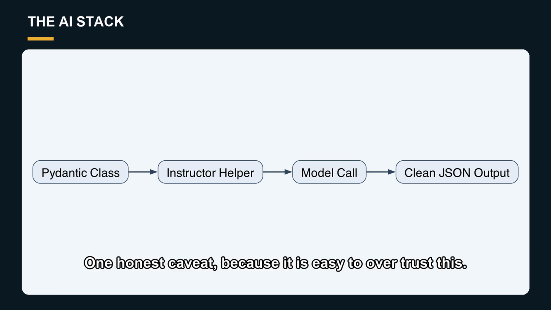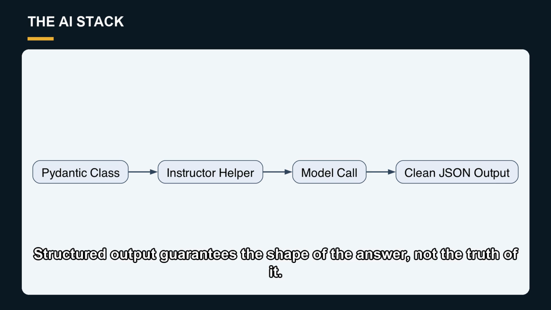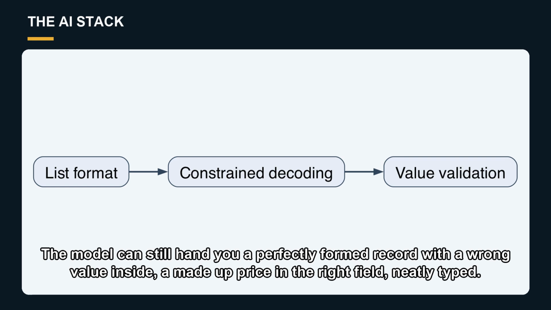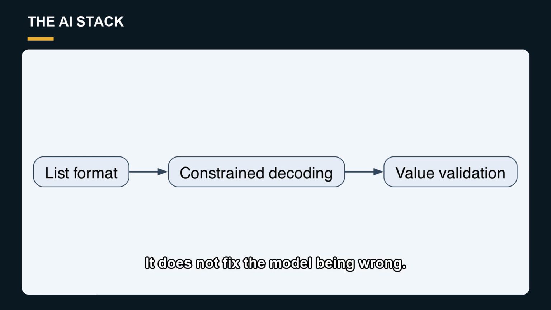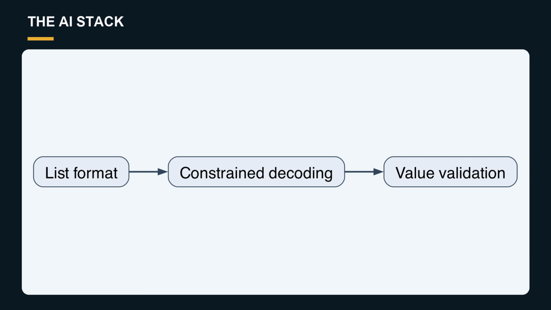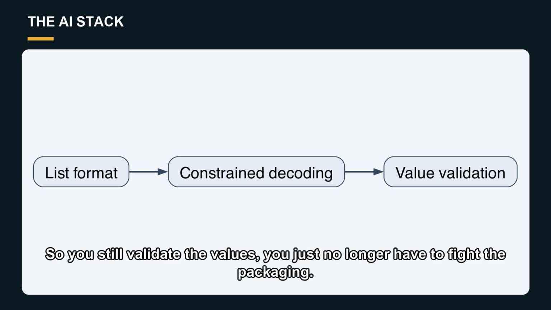One honest caveat, because it is easy to overtrust this. Structured output guarantees the shape of the answer, not the truth of it. The model can still hand you a perfectly formed record with a wrong value inside, a made-up price in the right field, neatly typed. Constrained decoding fixes the format problem completely. It does not fix the model being wrong. So you still validate the values, you just no longer have to fight the packaging.